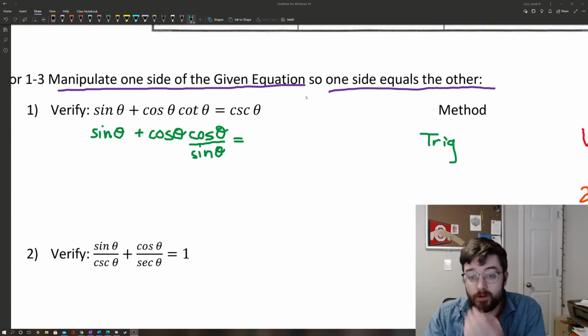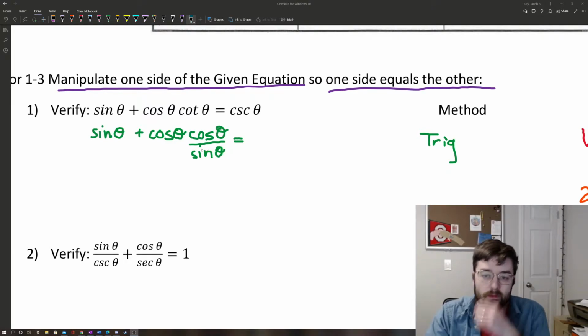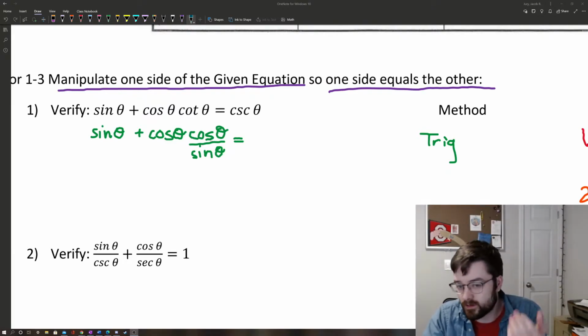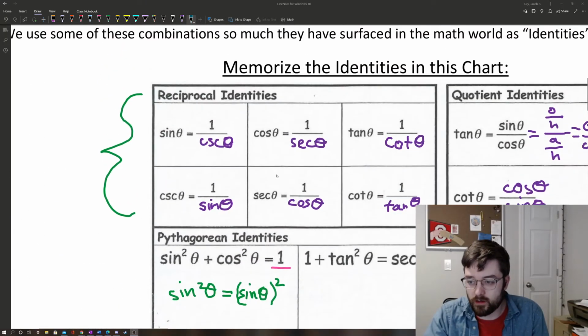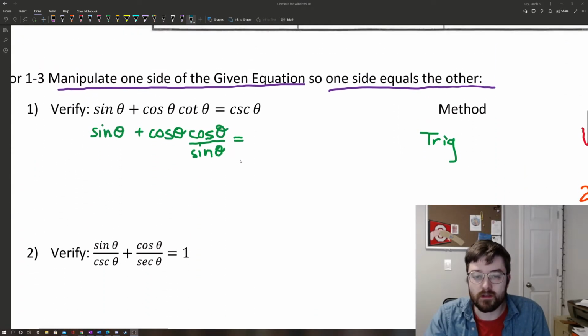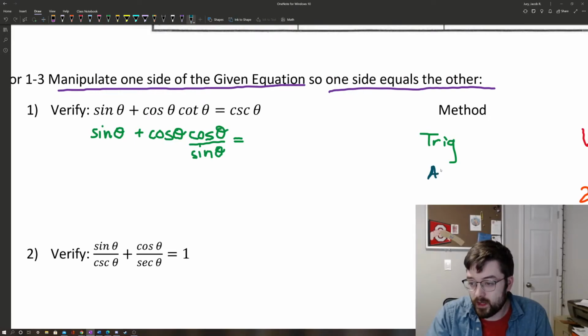All right, so we did a trig operation to start off with. The next thing we're going to do is, well, can we do anything more with trig with this? Not really. We could turn cosine over sine back into cotangent, but I don't see any other things from my chart that I can immediately just manipulate into these trig identities. So what I'm going to do is do something with algebra. So my method next is going to be to go to something with algebra.